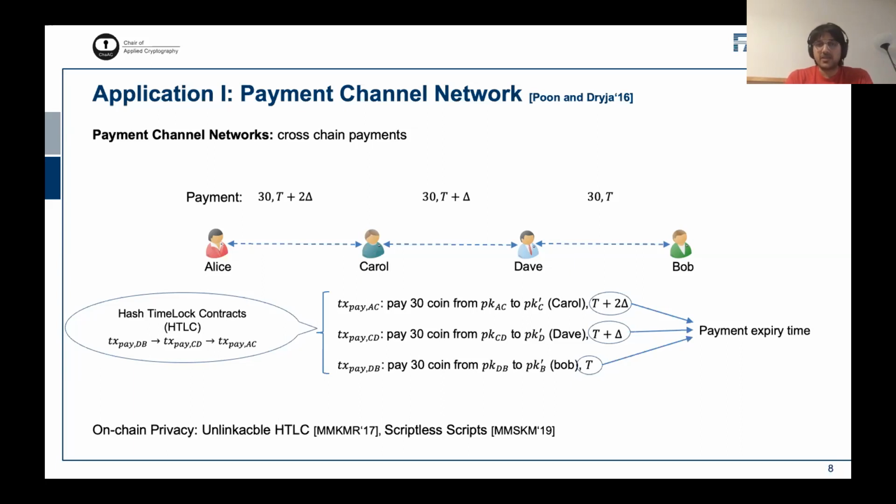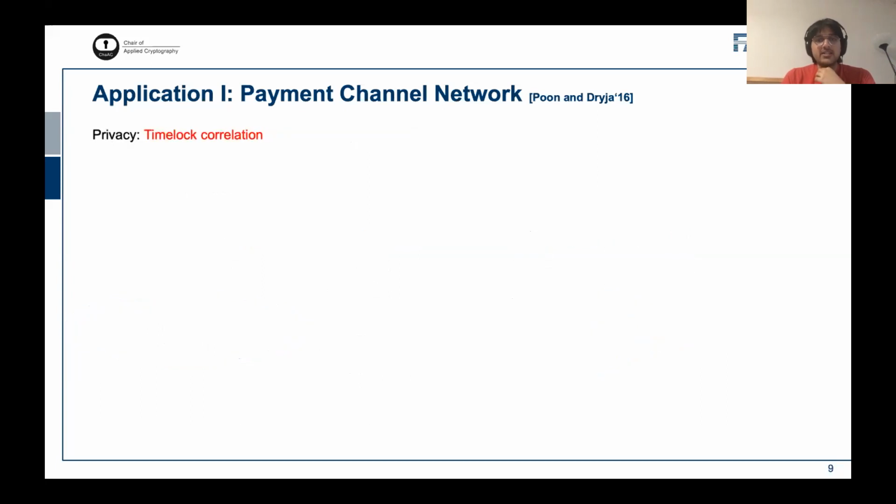So what does it mean? This means that if the payment from Dave to Bob, the transaction is posted on chain with a valid signature, then a transaction from Carol to Dave can go through with a valid signature. So previously it was a HTLC, but now it's just a transaction on a signature.